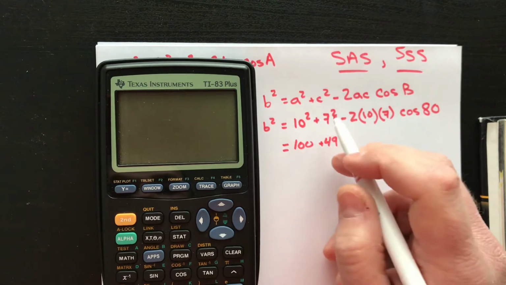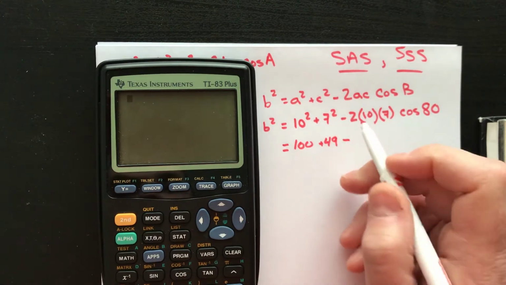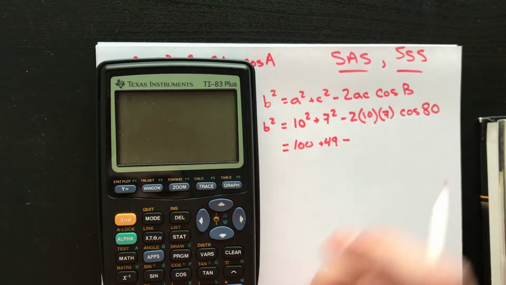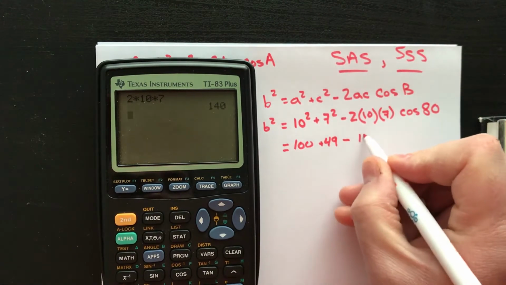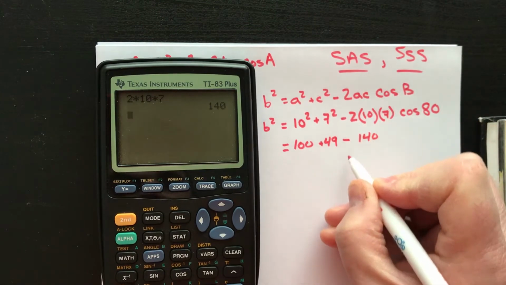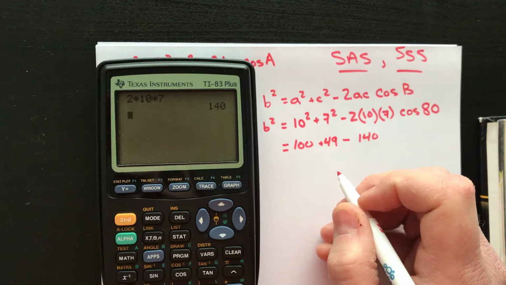So 10 squared is 100. 7 squared is 49. I always bring the minus sign down. So when I multiply this out, 2 times 10 times 7 is equal to 140. Just keep bringing the minus sign down. Don't bring the minus sign into play until you absolutely have to.